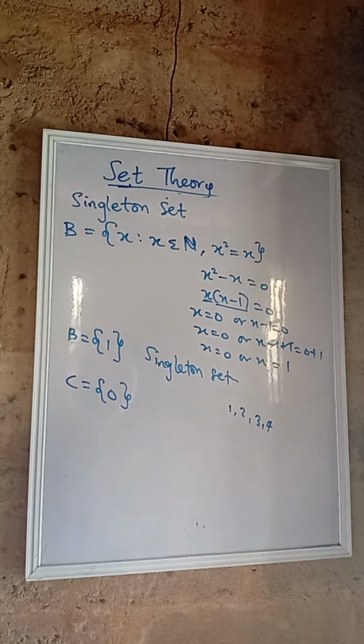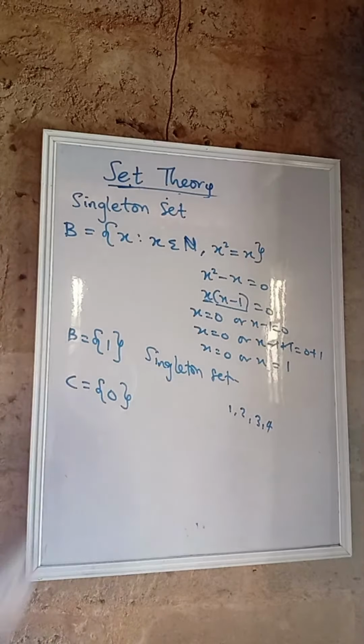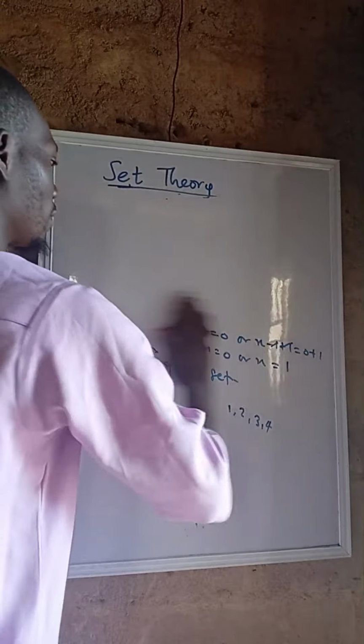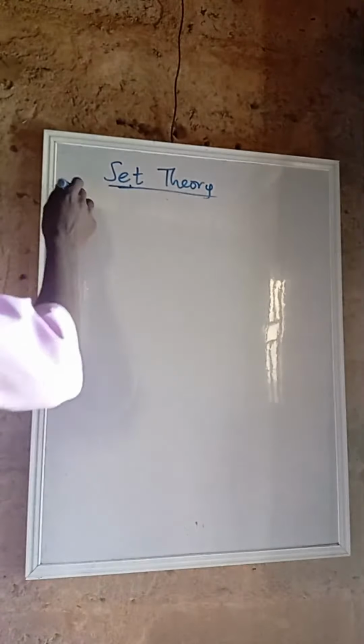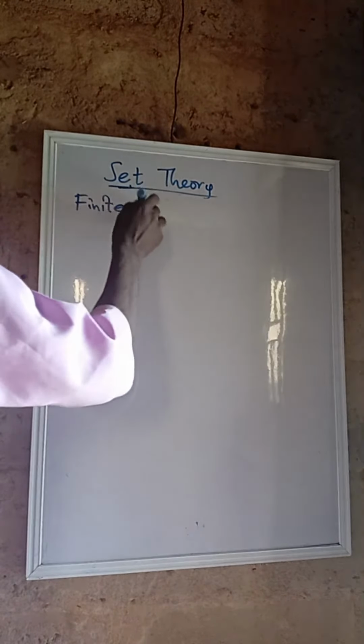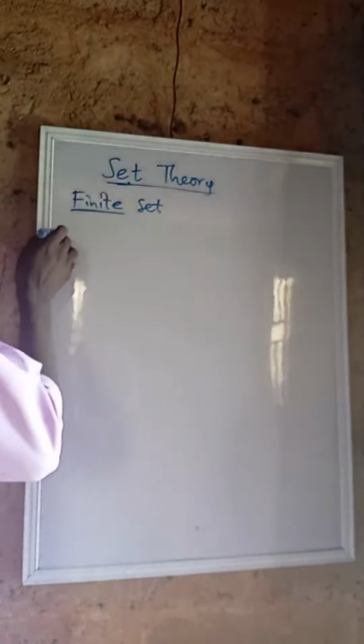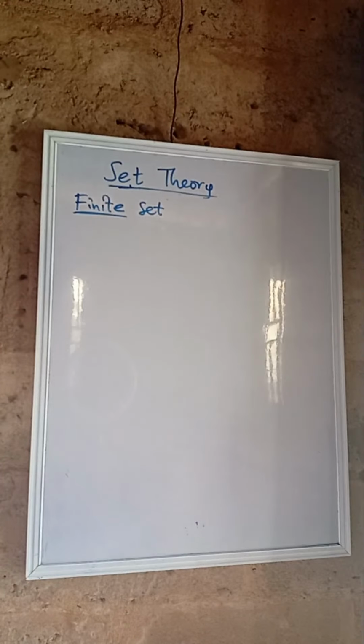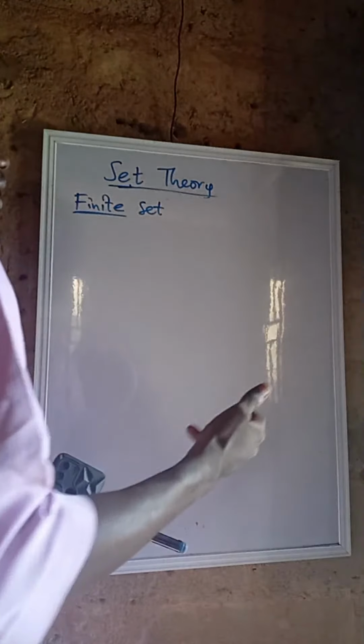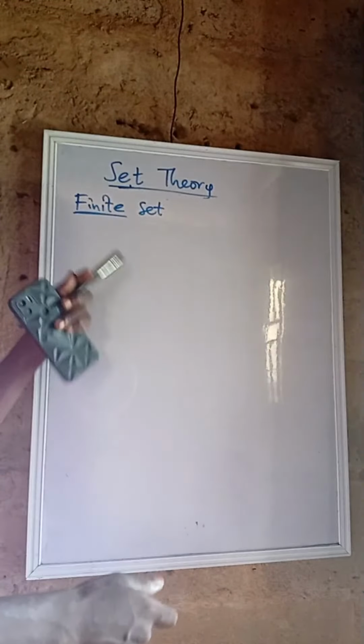We'll be treating finite and infinite sets as well. Now for finite sets, as the name implies, it is finite, meaning it is definite. That is a set where the counting of the elements will surely come to an end. They said that if the counting of the elements will come to an end, we say it is a finite set.